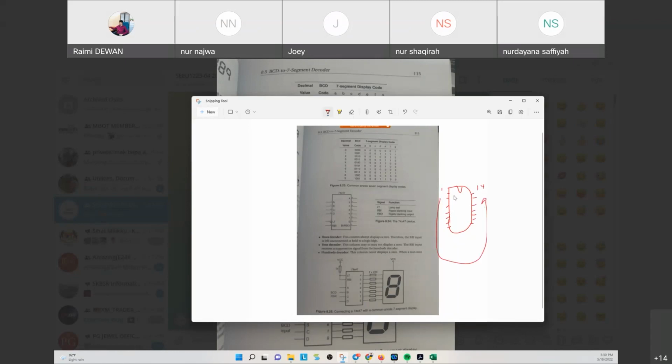Then you can see the leg 1 is actually connected to B. Leg 2 connected to C, and so on. Okay. Please understand. I hope this will not be confusing. Please take your time, understand.